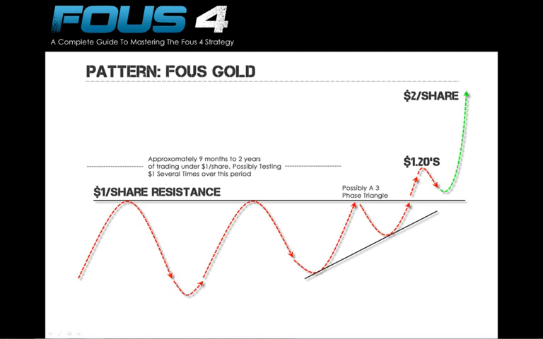The gold pattern occurs when you have a stock that has been trading under $1 per share for roughly 9 months to 2 years.